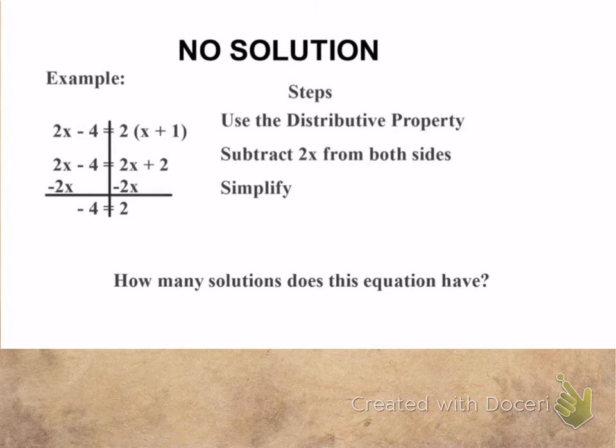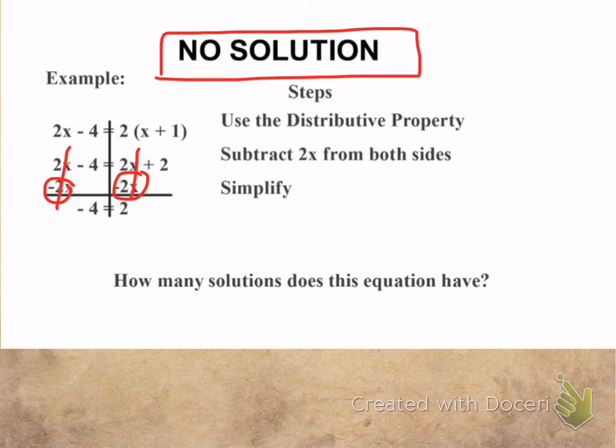Okay, the last one, how can we tell if it's no solution? So we distribute, so then I subtract minus 2x on both sides again. I'm left with negative 4 on the left side and positive 2 on the right side. So that is a no solution.